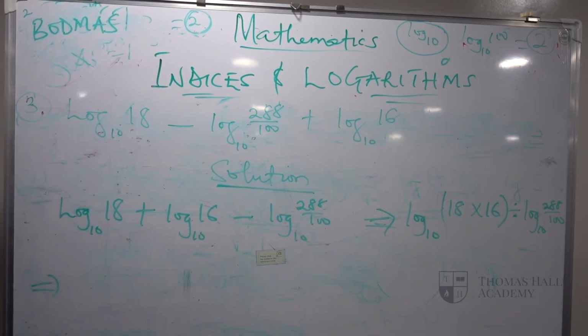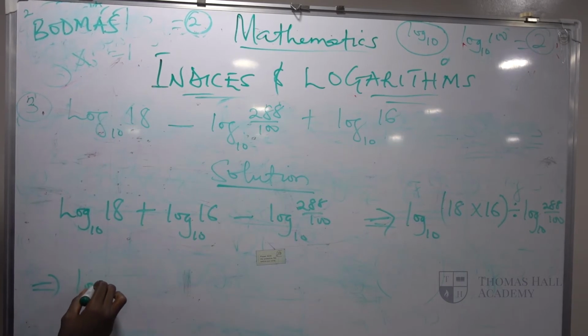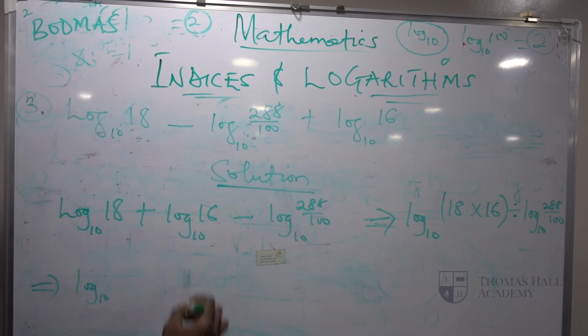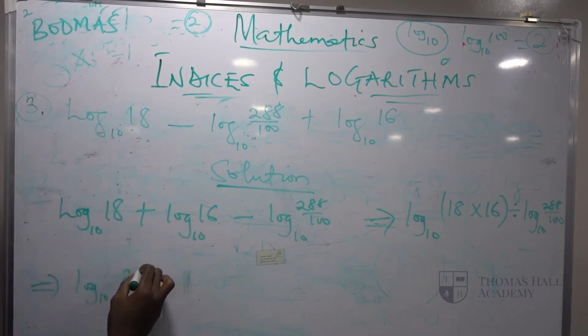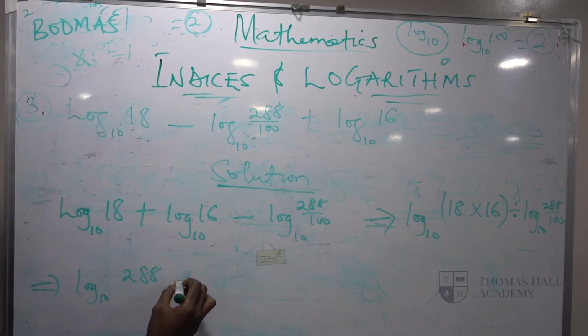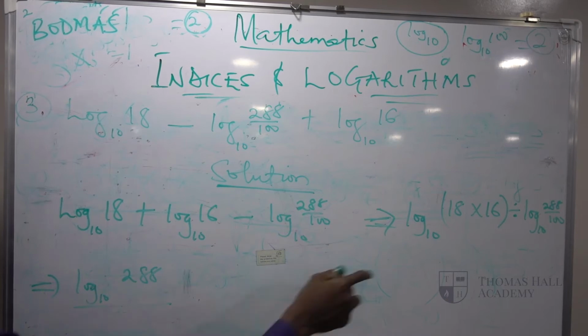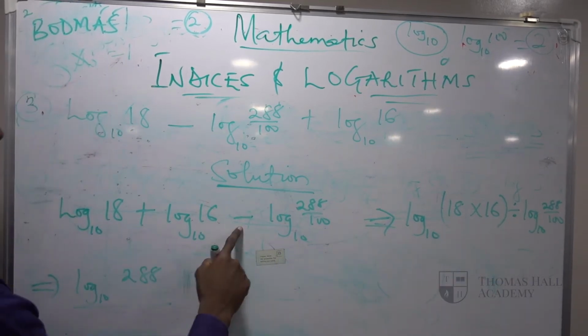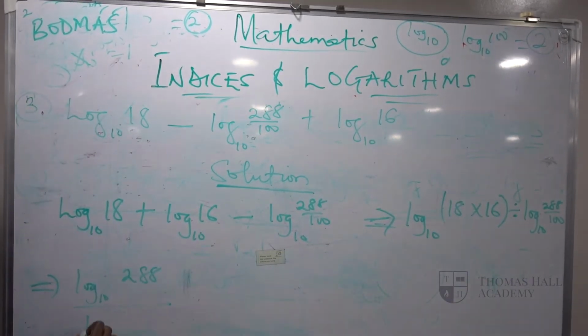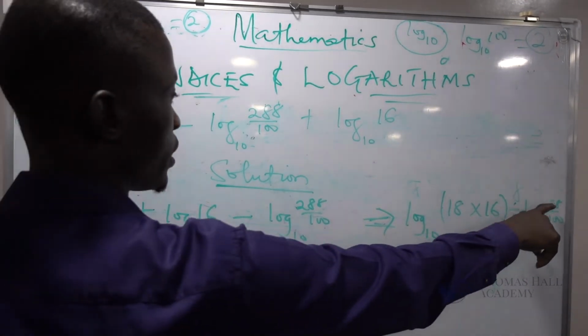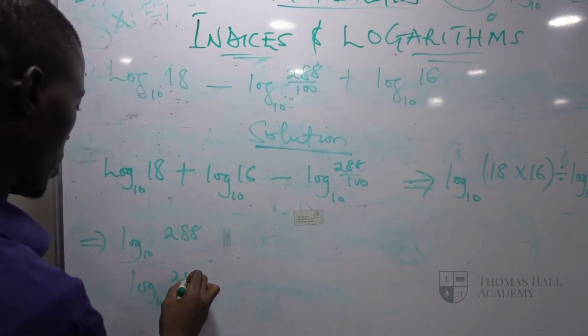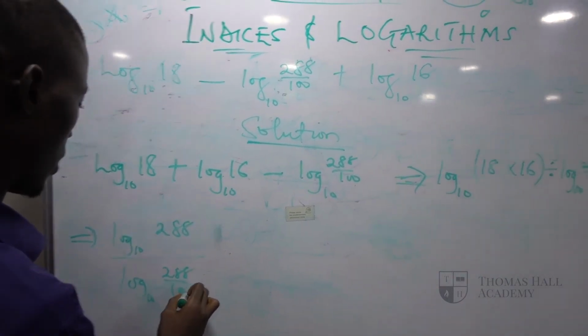Then we have it this way. Log 10, 18 times 16. 18 times 16 gives us 288. Divided by, because this minus becomes divide. Divided by log 10, 288 all over 100.